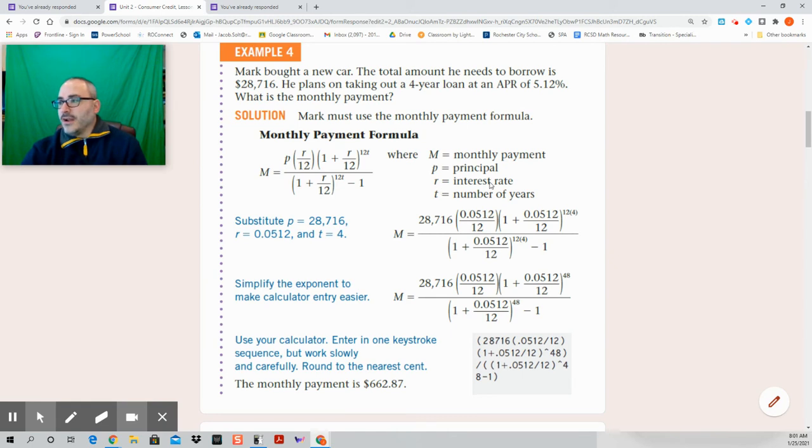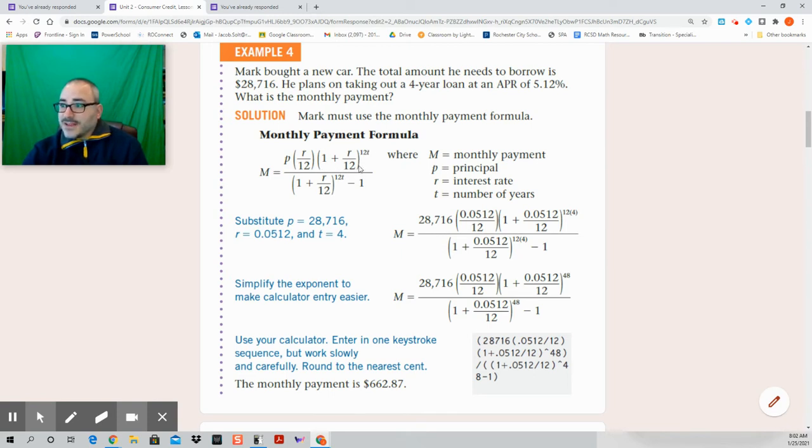Now, R is the interest rate. R shows up three times. It shows up here, here, and here. It shows up twice in the numerator, once in the denominator. And then T. T equals the number of years. T shows up twice in this formula. It shows up as an exponent of this piece right here. This exponent is raising all of this in parentheses.